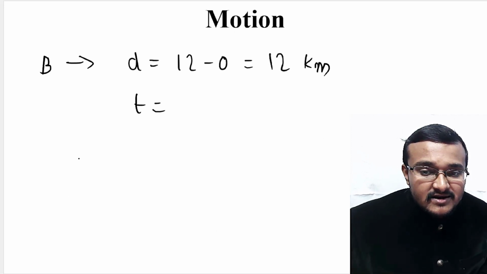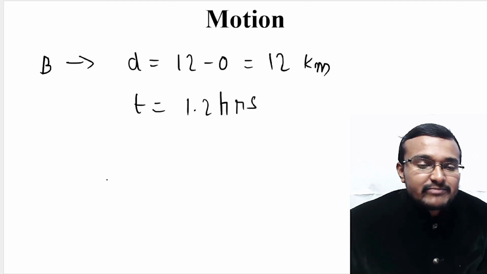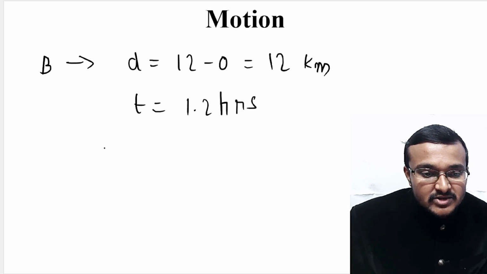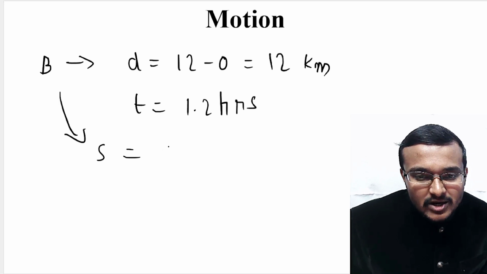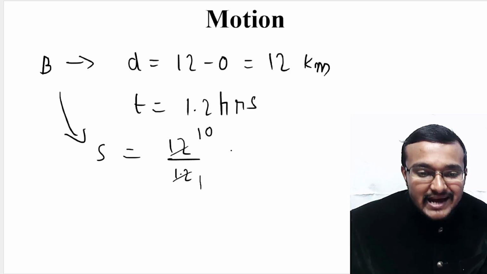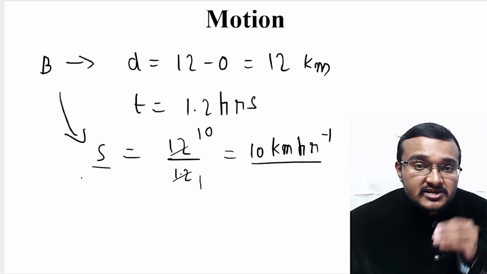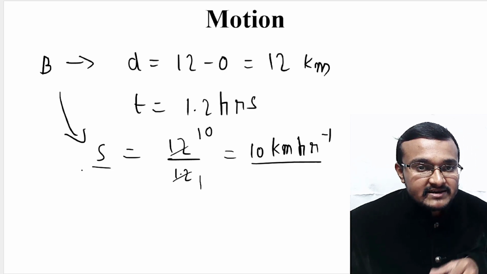So here 1.2 hours is the total time taken by B, an approximate value. So speed of B will be equal to 12 divided by 1.2. Here the point is there in the denominator, so you have to add a 0 to both. So 10 kilometer per hour is the speed of this particular B vehicle.